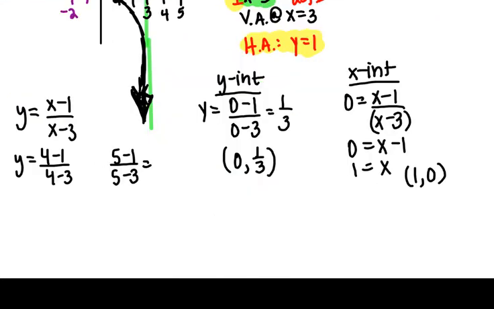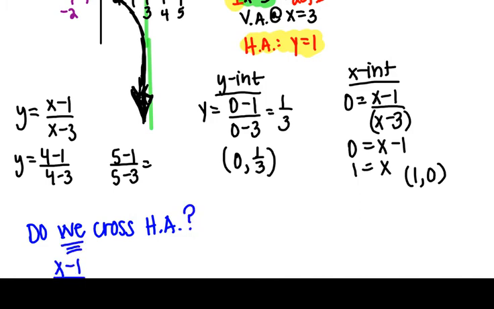Now, do we cross the horizontal asymptote? So what is f? f is x minus 1 over x minus 3. Does that cross the horizontal asymptote? What's the horizontal asymptote? The horizontal asymptote is 1. So we'll set x minus 1 over x minus 3 equal to 1, and we'll solve. So let's try to solve. And that will give us the value of x that gives us a 1 as an output.